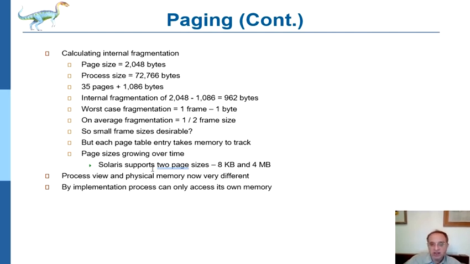Actually, here it's saying that Solaris has 2 page sizes, which is very unusual. You can have an 8 kilobyte or even a 4 megabyte very large page. The process view and physical memory are now very different. In other words, the process views its memory as contiguous, but the physical memory is not contiguous. There's no connection really between the logical memory and the physical memory.